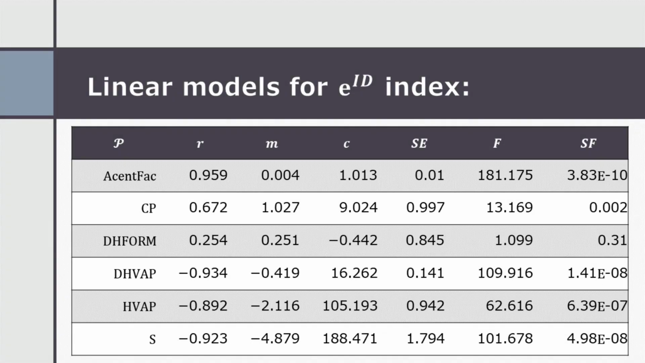In this table we can observe again the regression parameters and statistics for the QSPR models obtained using the exponential extension of the ID index. Note that the correlation coefficient, standard error and statistical significance are very similar to those obtained for the ID index. Moreover, for the properties where both indices have good predictive power, the ID index presents slightly better values.